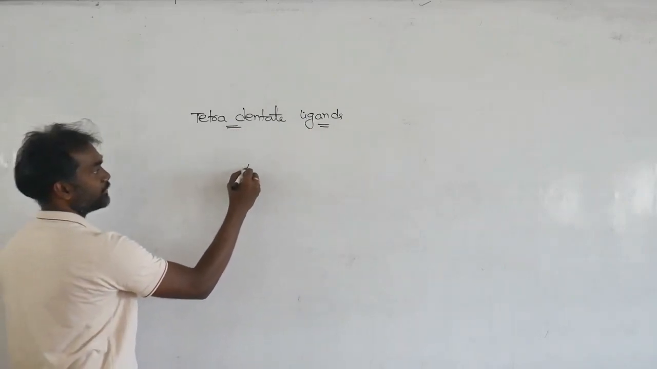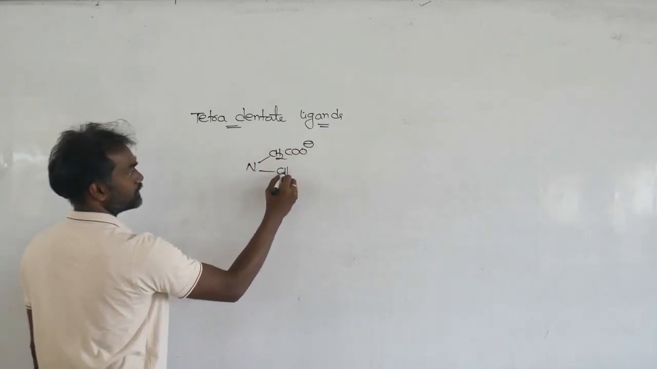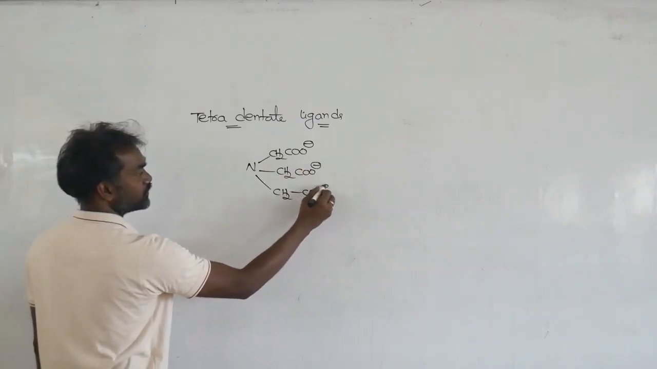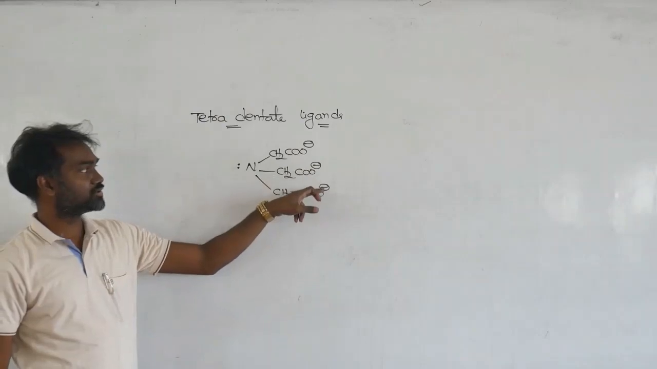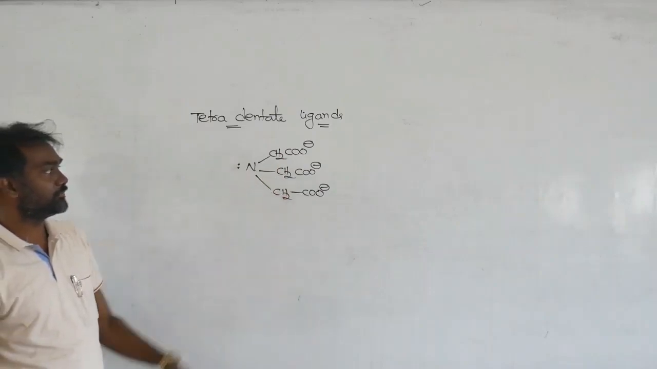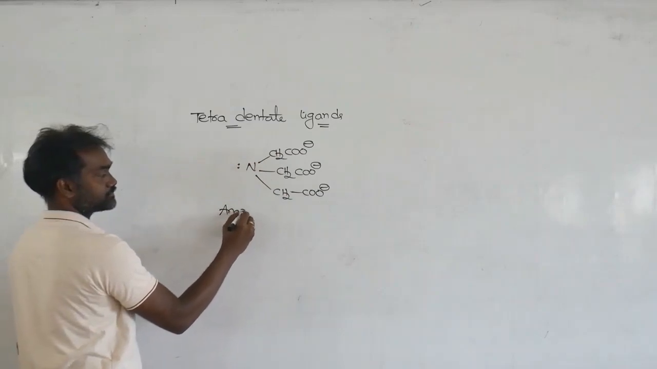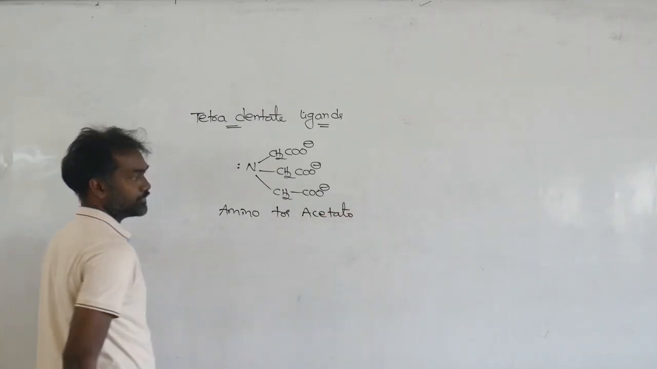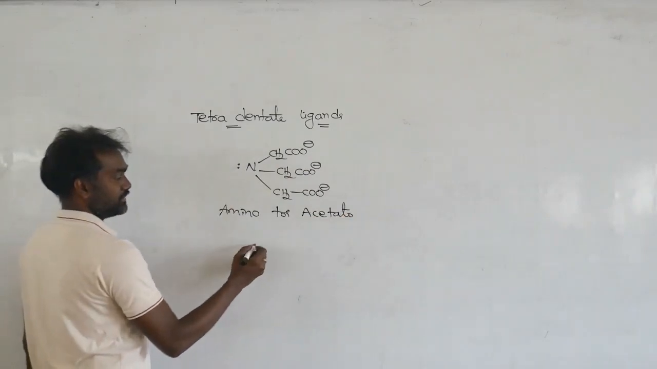So that is aminotriacetato. CH2COO minus, CH2COO minus, and one lone pair. Nitrogen has a lone pair, next 3 negatives. Total 4 donor atoms are donated. So that's why it is a tetradentate negative ligand. So this is aminotriacetato. A negative charge ends with O, so try to remember.